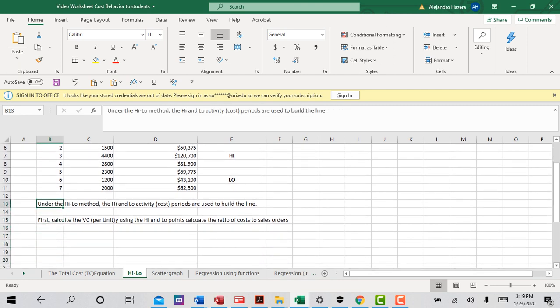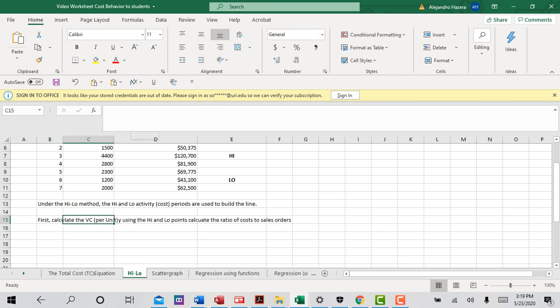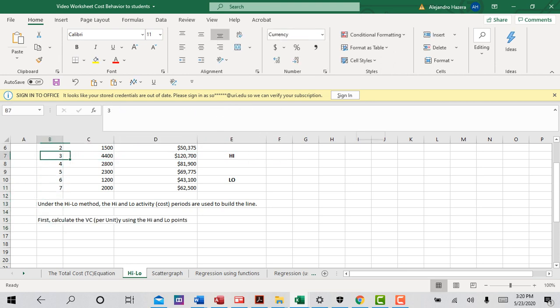Under the high-low method, the high and low activity periods are used to build a line. So first, calculate the variable cost per unit using both the high and low points. VC on our equation is the variable cost per unit. And we already know what the high and low points are. The high point is this right here, and the low point is this right here.